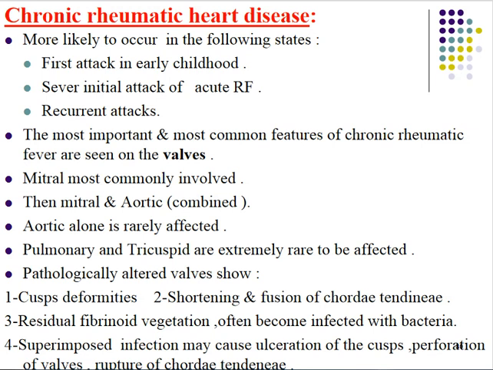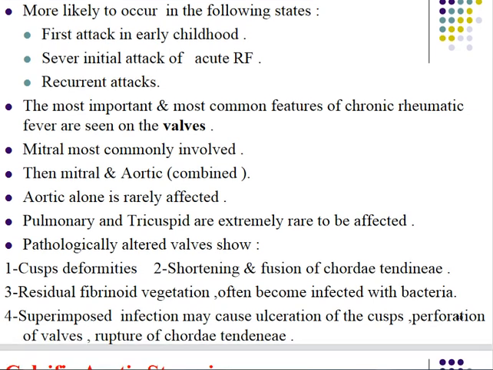The most important and most common features of chronic rheumatic fever are seen on the valve. As we said, the valve will develop vegetation, fibrosis, deformity, and sequelae. The mitral valve is most commonly involved. After that, combined mitral and aortic involvement, and aortic stenosis rarely occurs. Aortic valve involvement alone is rare. Pulmonary and tricuspid valves are extremely rarely affected.